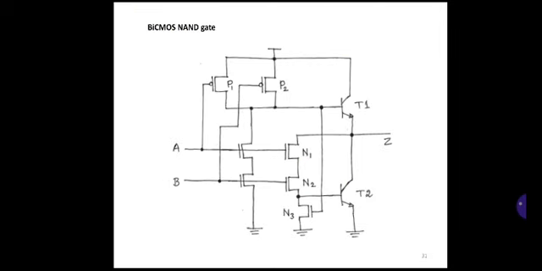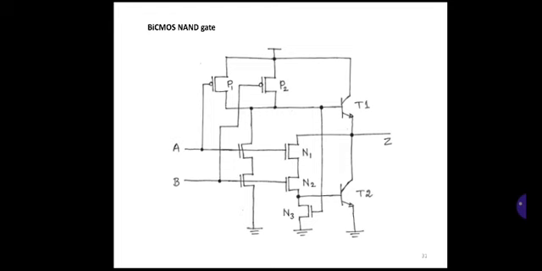And this is a BiCMOS NAND gate. So a CMOS NAND gate is implemented, then two transistors, that is BJT transistors T1 and T2, and the arrangement requires N1, N2 and N3. 3 N transistors are required. So this is a BiCMOS NAND gate.